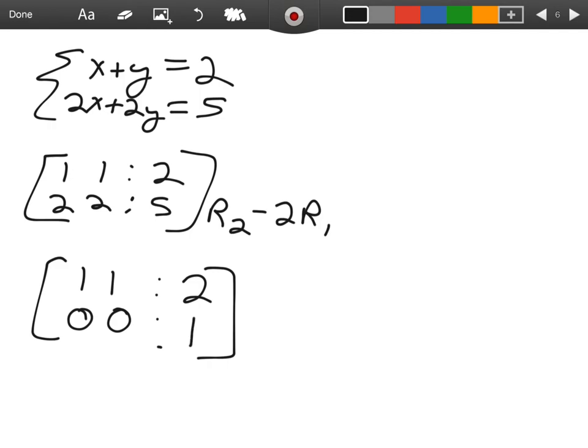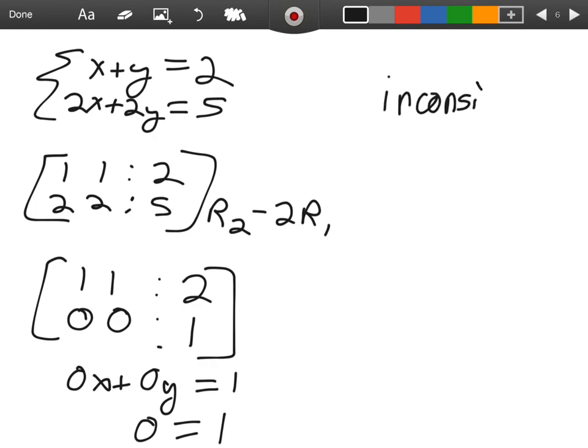Now we have to stop right there because that bottom row says 0x plus 0y equals 1, which essentially is 0 equals 1, which is an untrue statement. And if you refer back to when we were talking about having an untrue statement, whenever we add two equations in a system together, this is essentially the same thing. And so we say this is inconsistent and there's no solution. Okay, so we'll stop there.